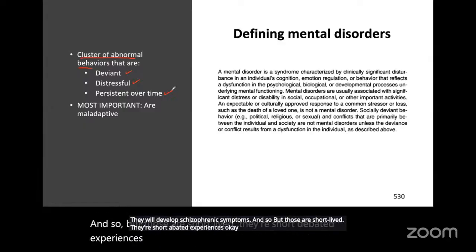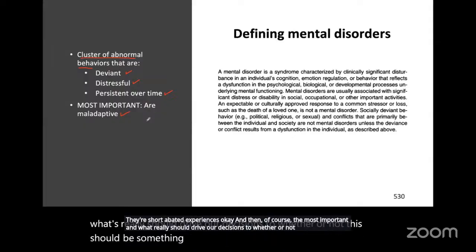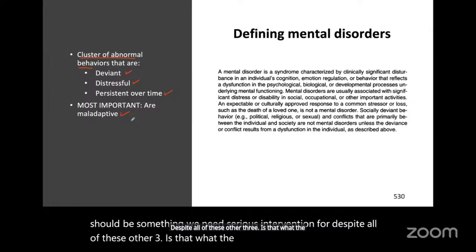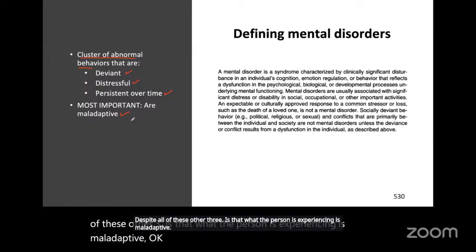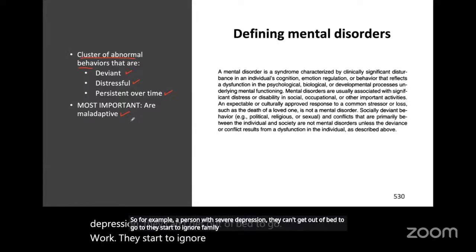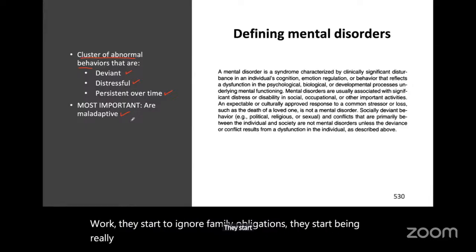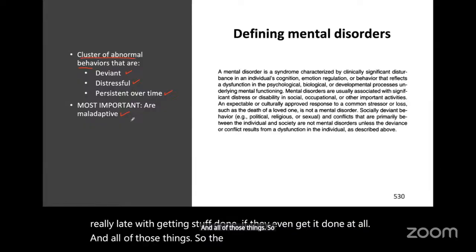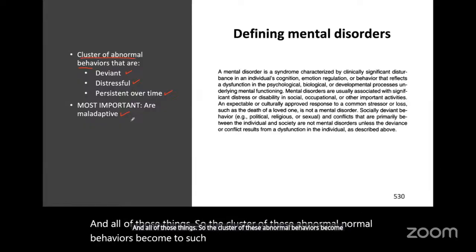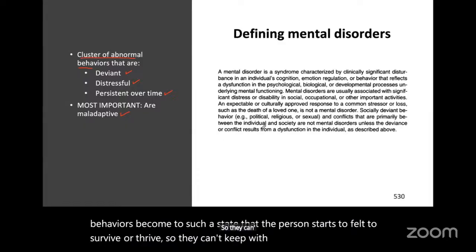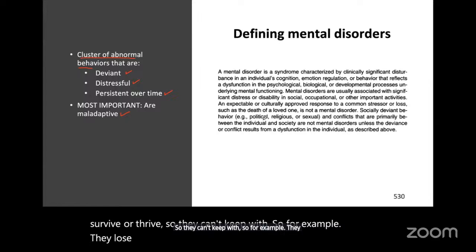And then, of course, the most important, and what really should drive our decisions on whether this is something we need serious intervention for, despite all of these other three, is that what the person is experiencing is maladaptive. For example, a person with such severe depression that they can't get out of bed to go to work. They start to ignore family obligations. They start being really late with getting things done, if they even get it done at all. So the cluster of these abnormal behaviors becomes such that the person starts to fail to survive or thrive. So, for example, they lose social ties.